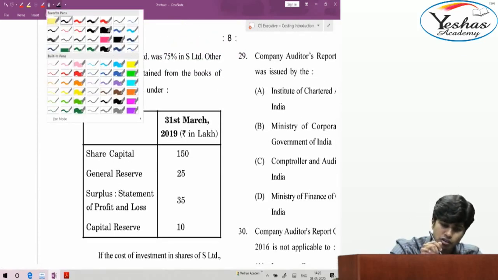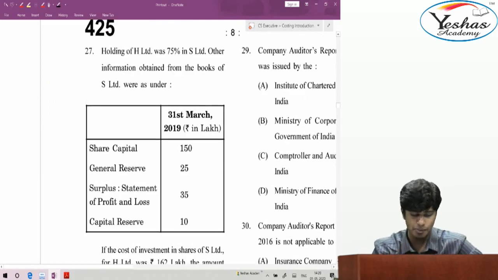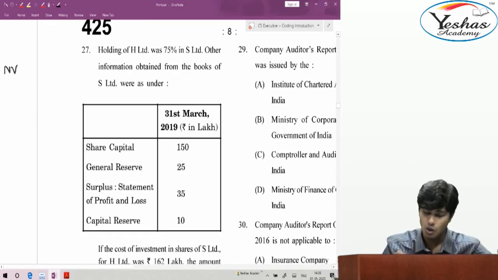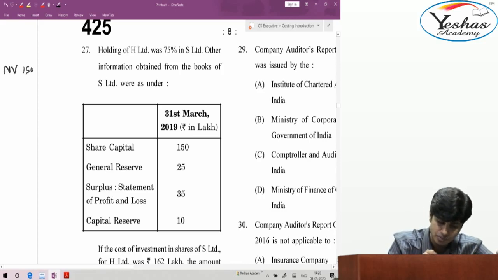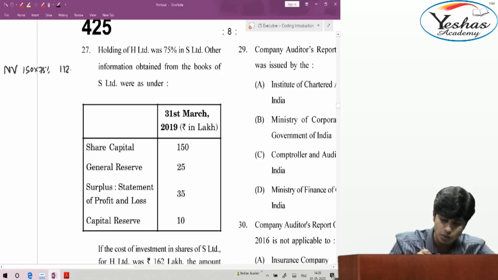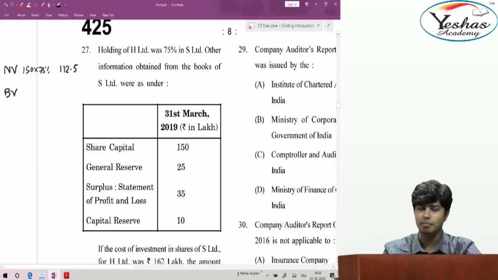You remember how to find cost of control? Yeah, share capital is 150 lakh. So what is the nominal value of the shares held? 150 lakh multiplied by 75%. So how much is 150 multiplied by 75%? That is 112.5 lakh. Everything is in lakhs. So this is nominal value or cost of investments. Then we'll have book value. Book value is the price that the company has paid to buy it.